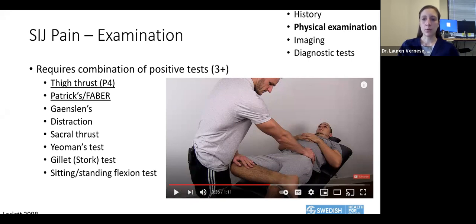If you have pain in the groin, this is actually positive for hip pathology, not sacroiliac pathology. So I always tell the patient to say, where does it hurt when it hurts?